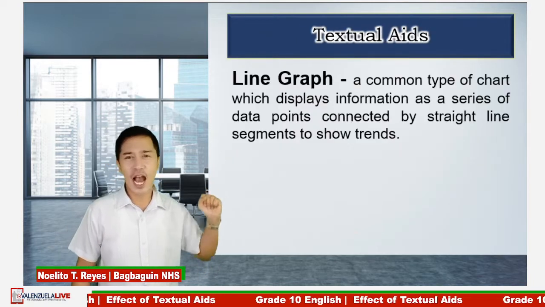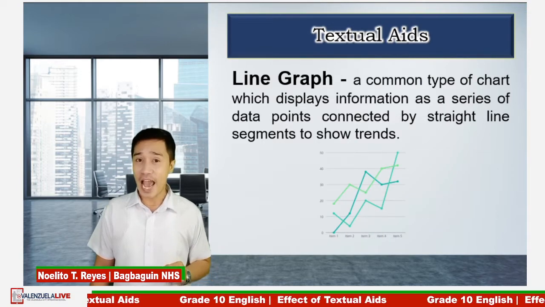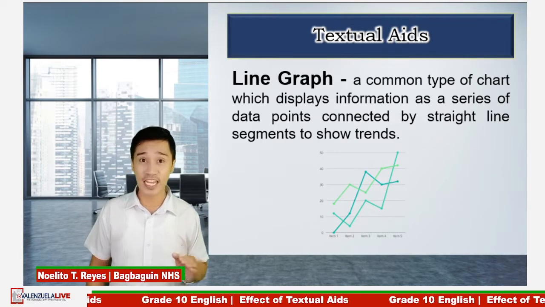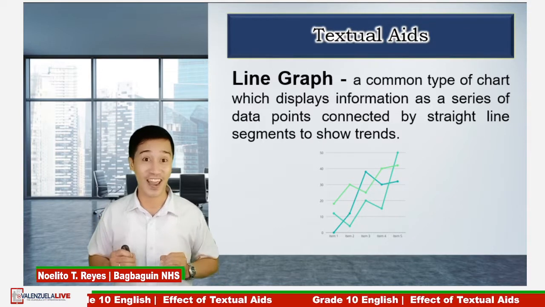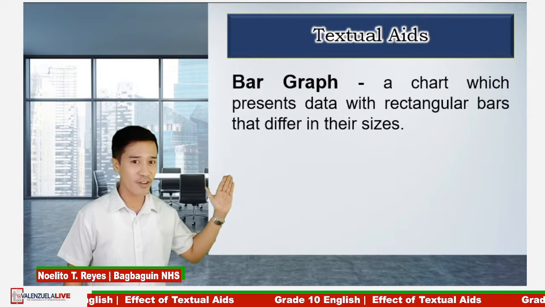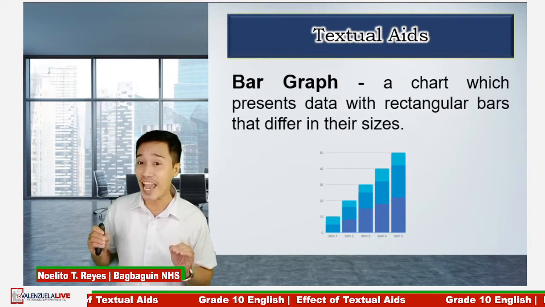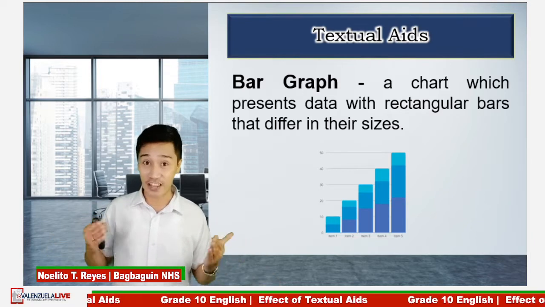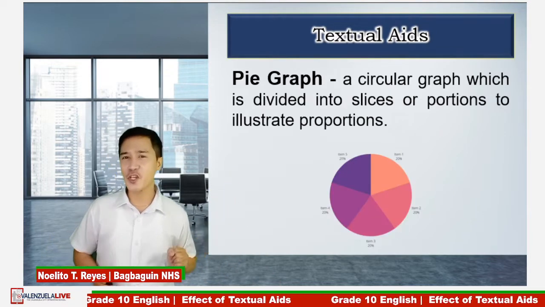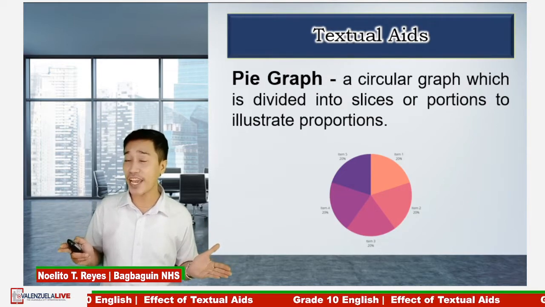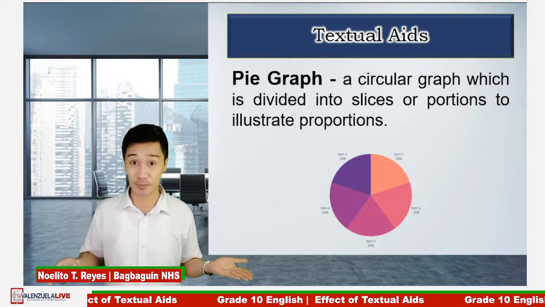Line graph, a common type of chart which displays information as a series of data points connected by straight line segments to show trends. Bar graph, a chart which presents data with rectangular bars that differ in their sizes. Pie graph, a circular graph which is divided into slices or portions to illustrate proportions.